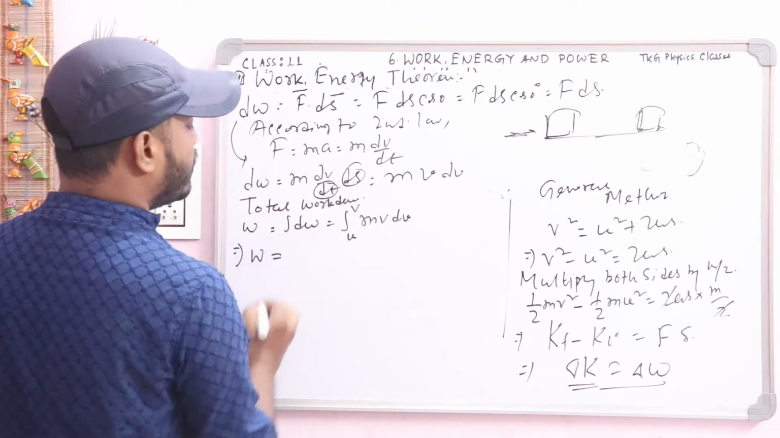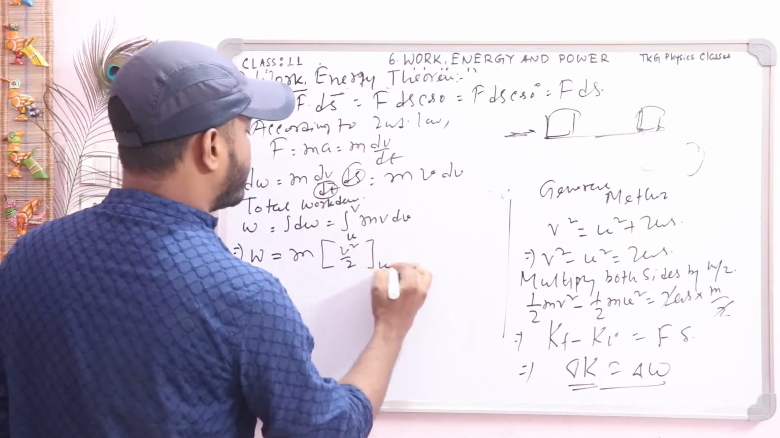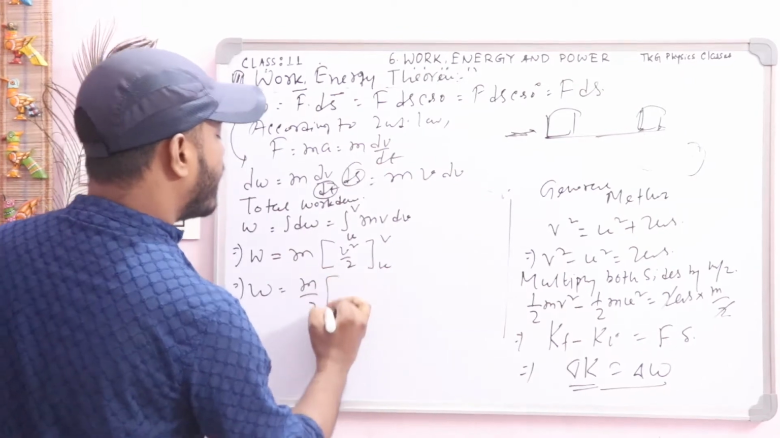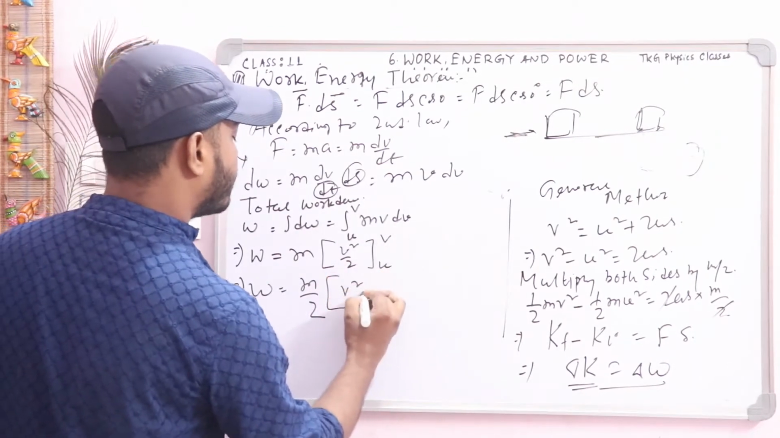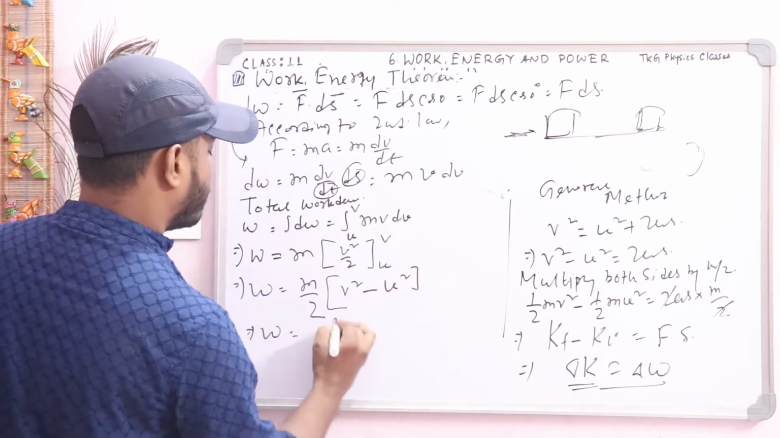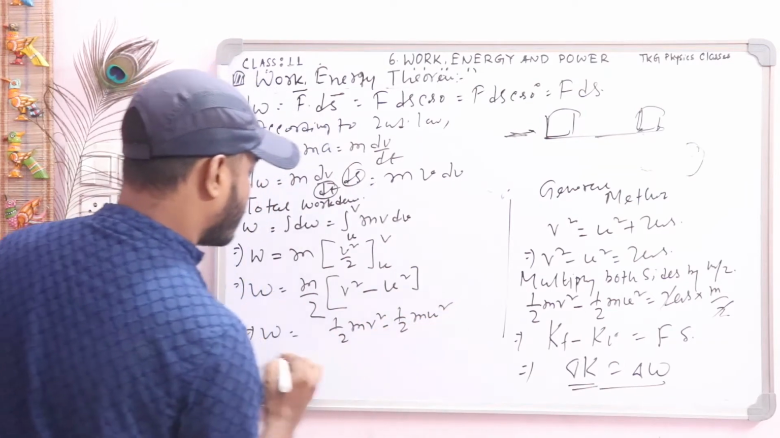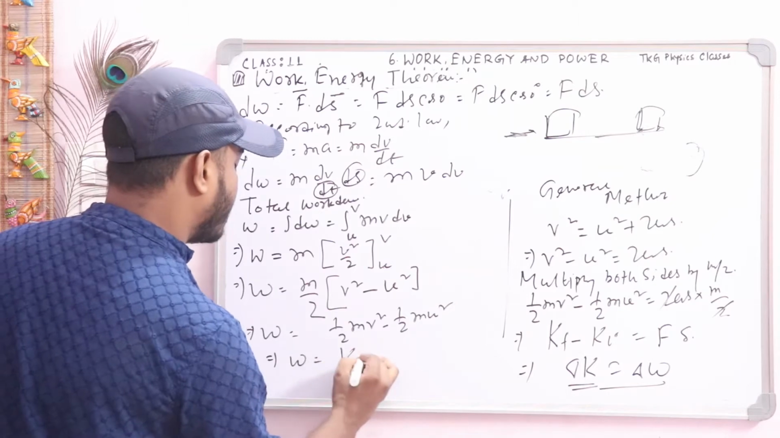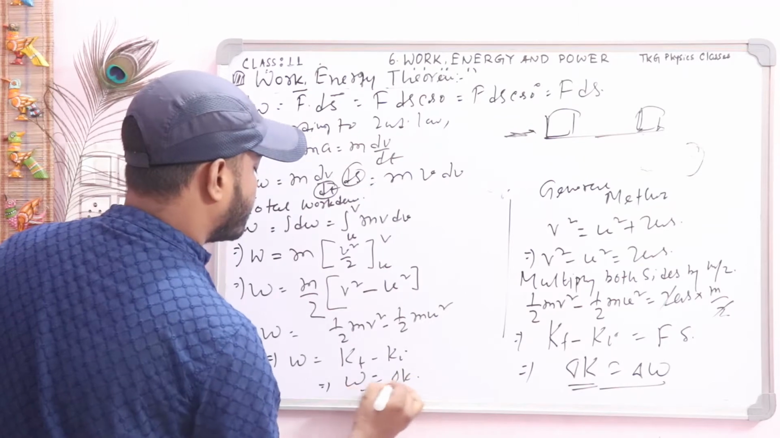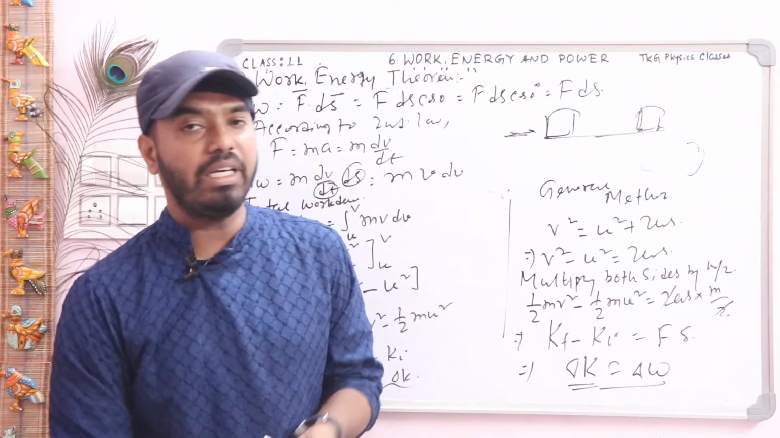So this one is w, m common, m v dv, that is v square by 2, lower limit u, upper limit v. So w is equal to m by 2, and this value will be v square minus the lower limit u square. So w is equal to half mv square minus half mu square, that is w equal to kf minus ki, that is w equal to del k. This is the proof of work energy theorem by calculus method.